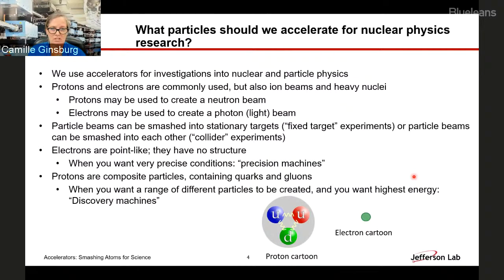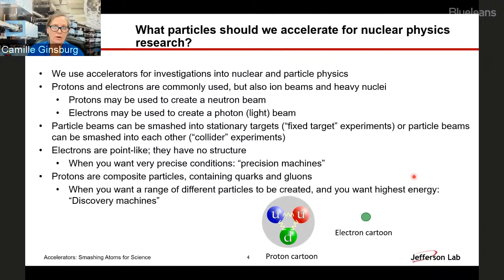Particle beams can be smashed into stationary targets. Those are called fixed target experiments. Or beams can be smashed into each other, and those are called collider experiments. Electrons are point-like. They don't have any internal structure. And if you want very precise conditions, very precise measurements of your target, you might pick electrons. They're also commonly called precision machines.